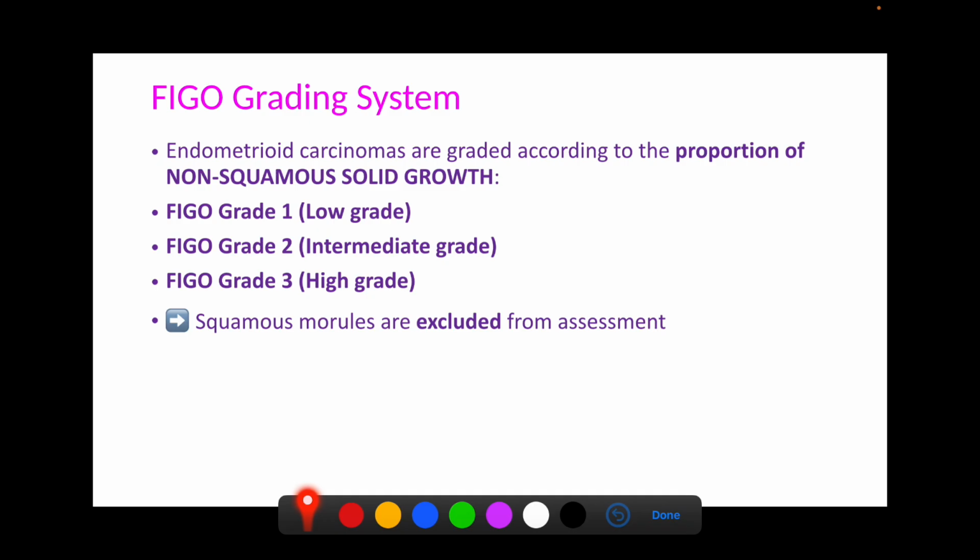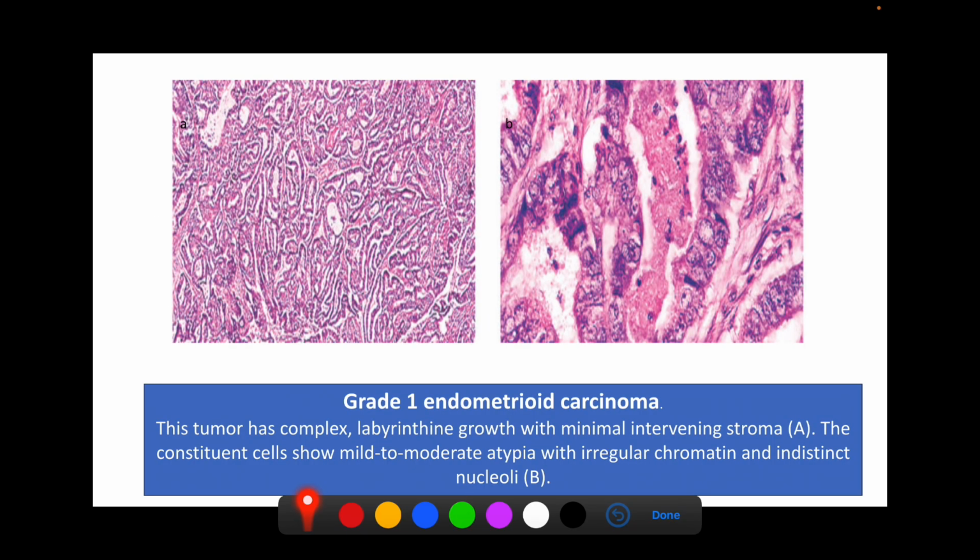It is graded according to the proportion of non-squamous solid growth. This system we have already discussed in the previous episodes, so if you want to learn it in detail, then please see episode 13. Now, squamous morules are excluded from this assessment.